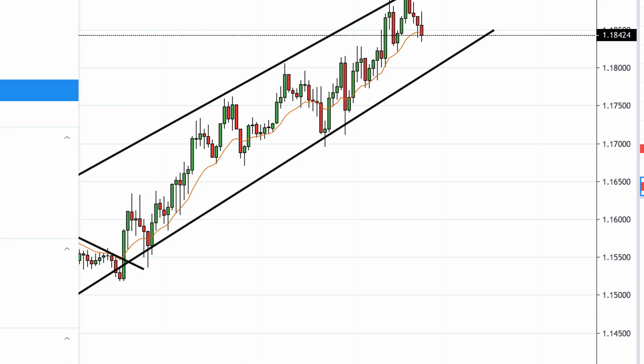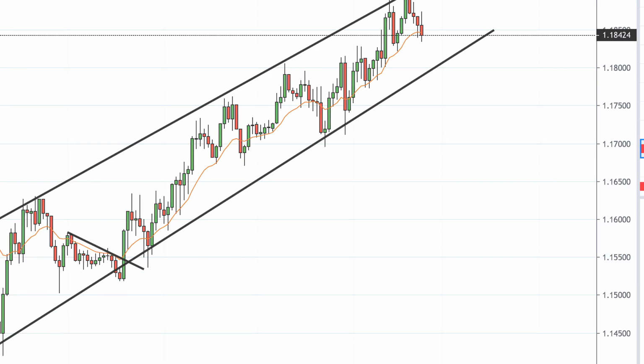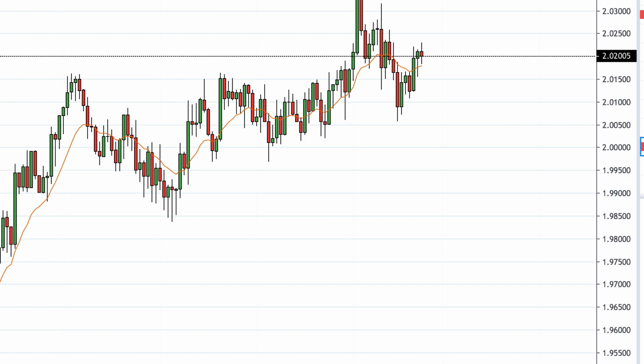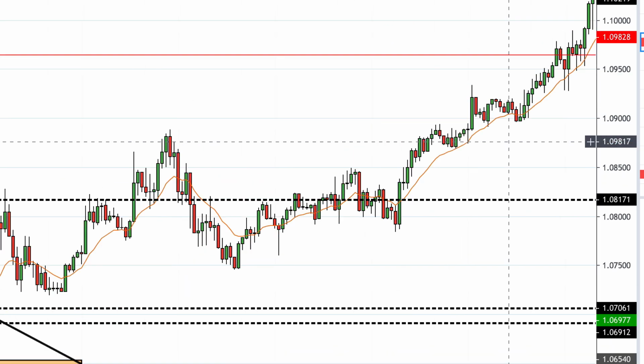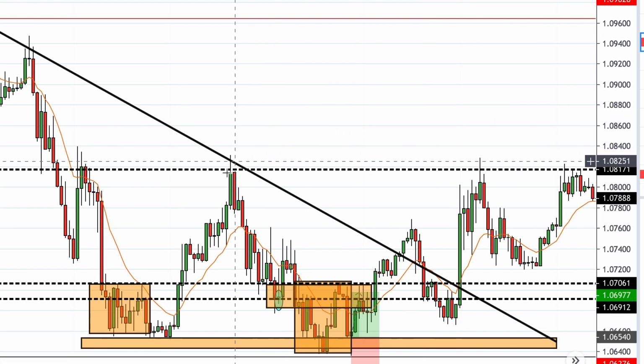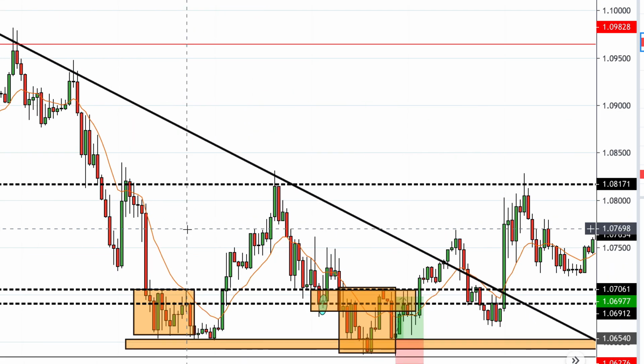Now, the way you do this is by looking in the slower time frames. I will show you this on the Euro USD. Here we got our entry on support.